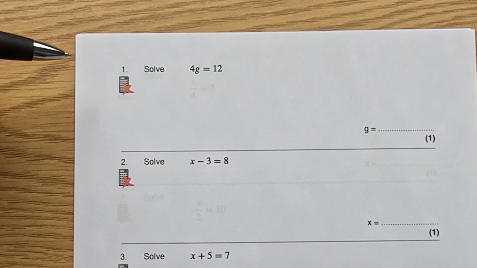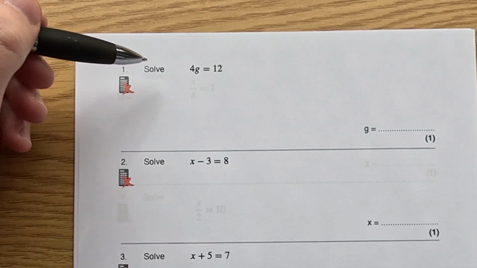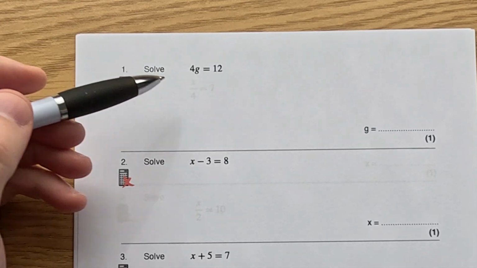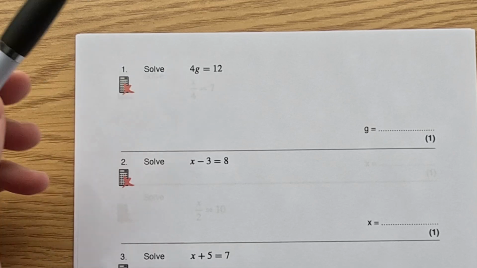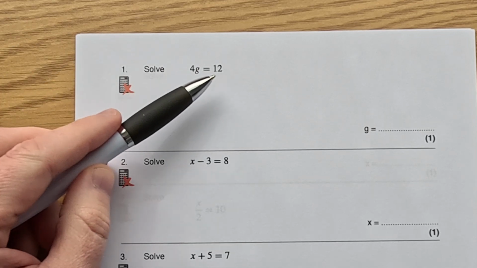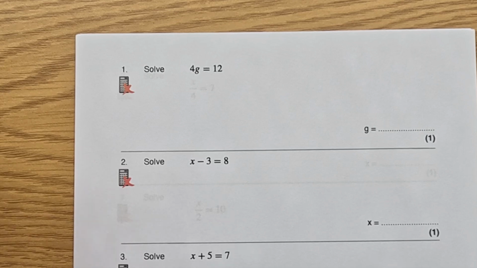Okay, let's have a look at our first question, question number 1. Question number 1 says solve 4g equals 12. Now you may be able to look at this and say, well, 4 times a number equals 12, so you'll know the number's 3 straight away because 4 times 3 is equal to 12. But in this video, we're going to focus on the method that we use whenever we're solving equations, because it's really useful to know that method, particularly whenever you get letters on both sides. It's easier to actually use the method than it is to try and guess what the number may be.